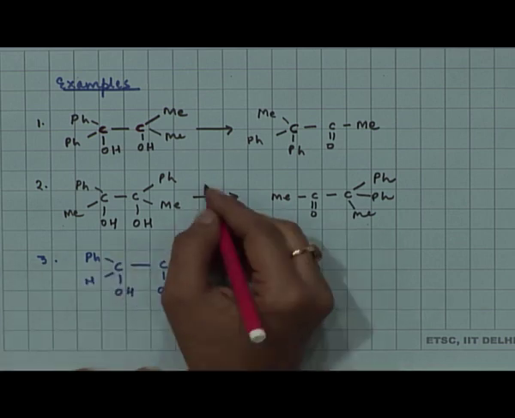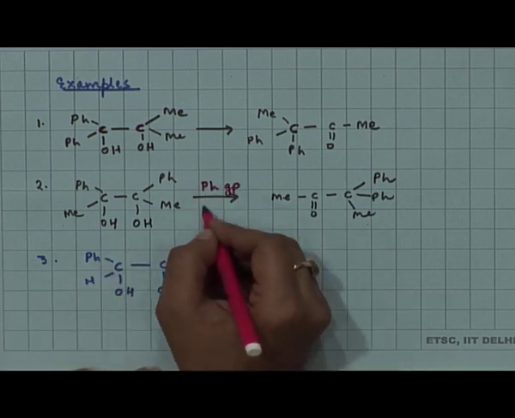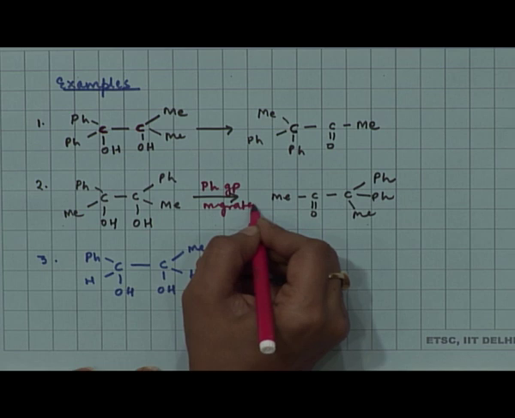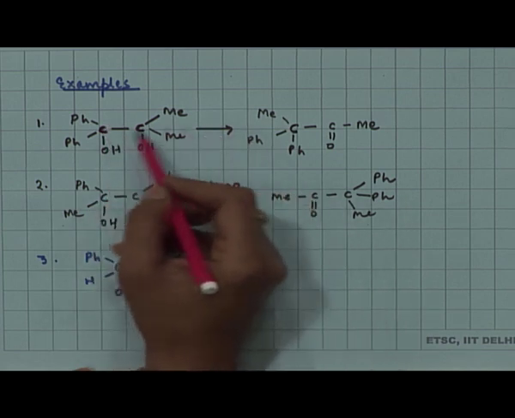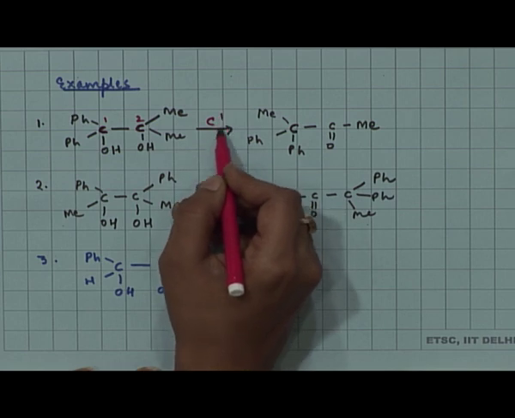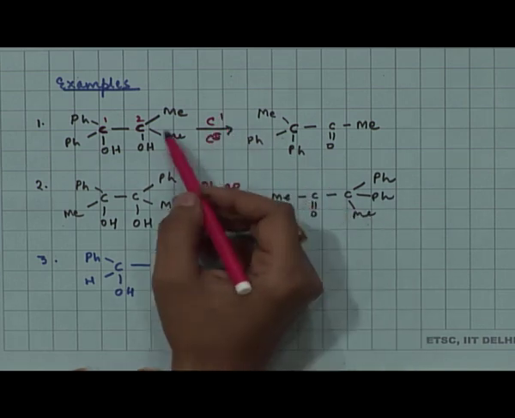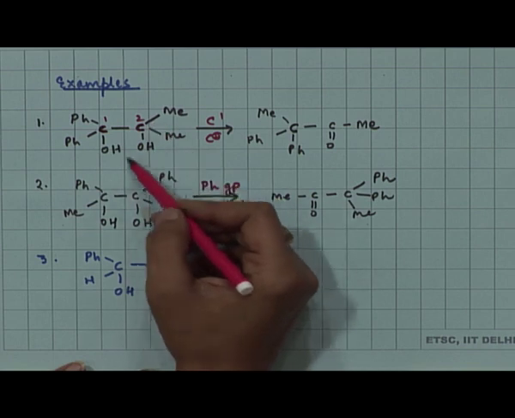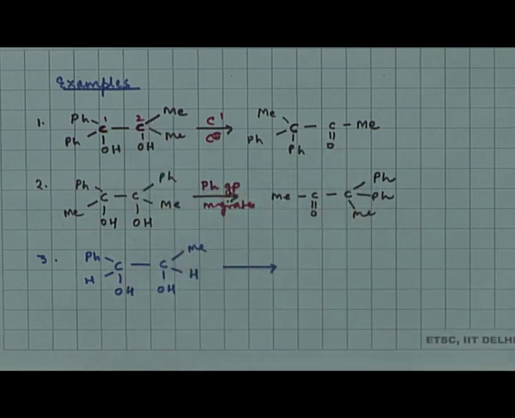I can just write in this case that here a phenyl group is the one which migrates, and the carbocation is getting generated on carbon 1. So, this forms the carbocation, so that the methyl migration takes place and you get a ketone on carbon 2.